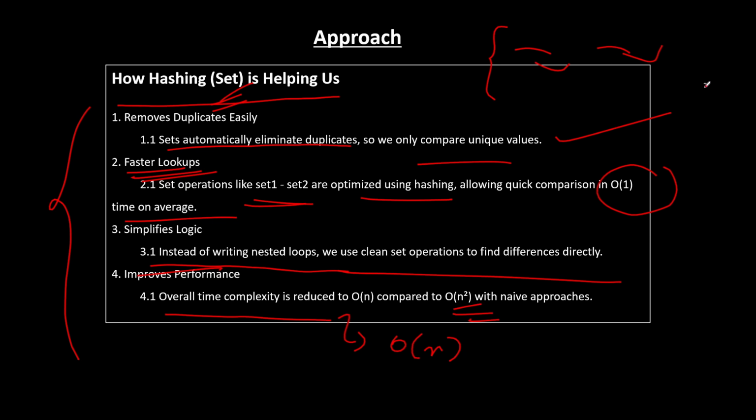So that would be having a headache, a lot of code, and being less efficient. So this is how hashing or a set is helping us in this problem. These are the four main core problems it solves. Fine. Now let's move to the next slide.